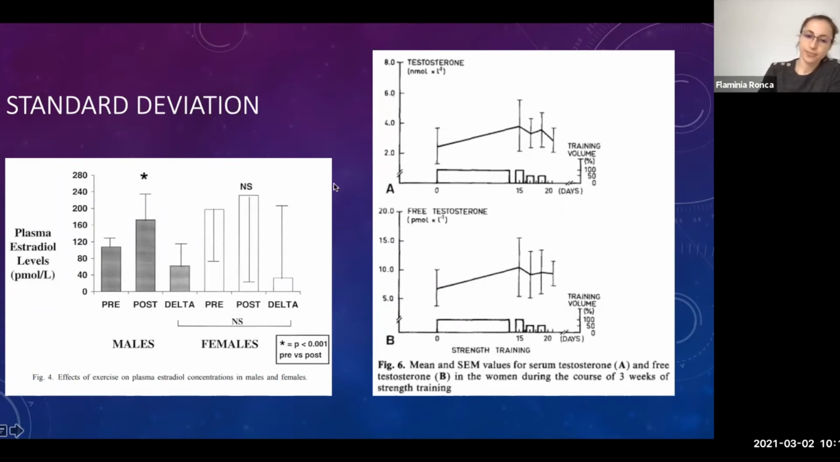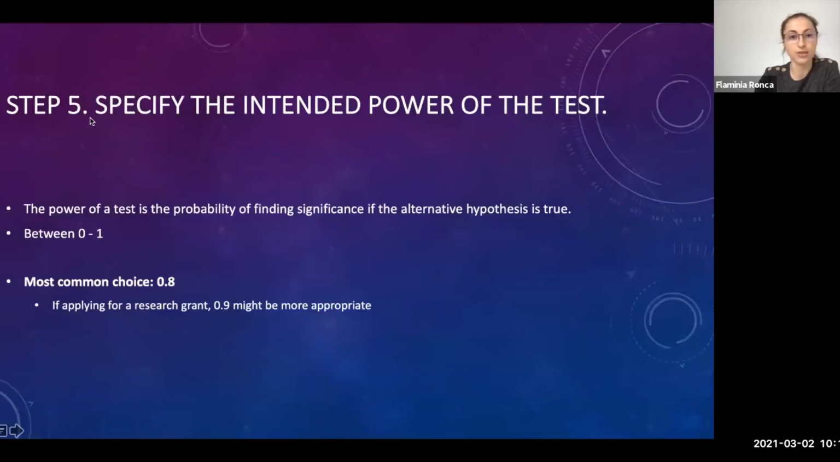Okay. So hypothesis, minimal detectable change or clinical significance, then standard deviation. And then the last step is the intended power. This one's very easy. You normally go for 0.8. So the power of the test is the probability of finding a significance in your alternative hypothesis. And it's between 0 and 1. And you would want the probability to be somewhere around 0.8.